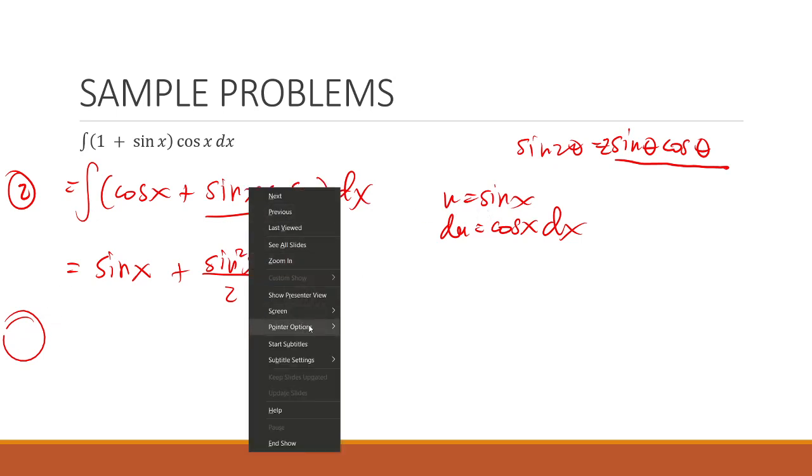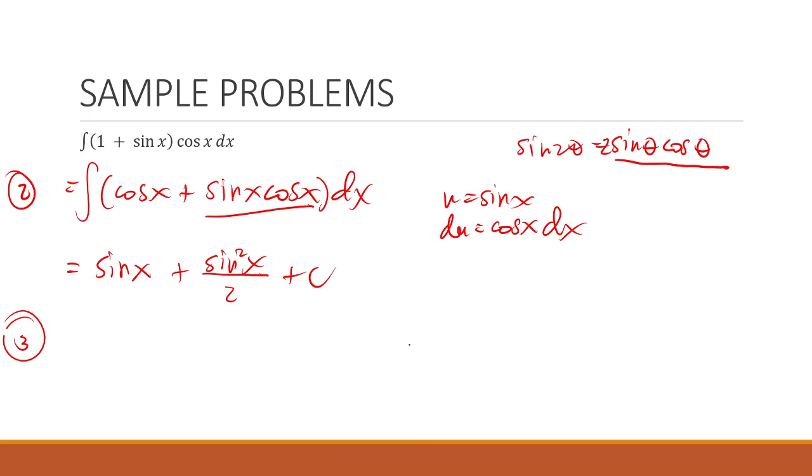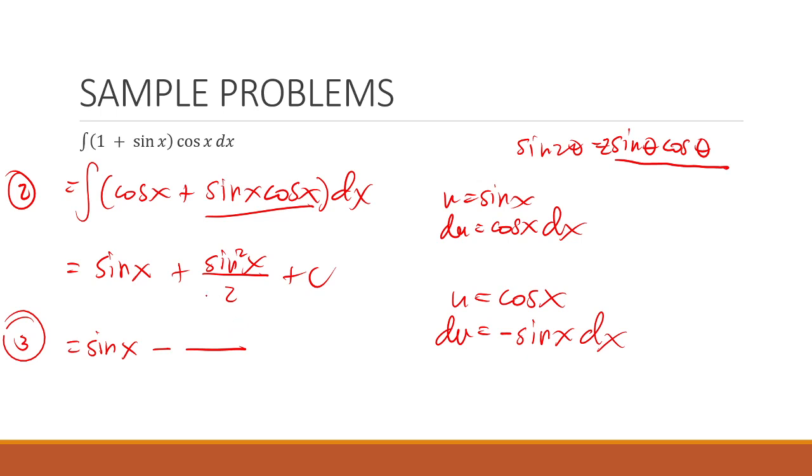Third, let's try u sub pa din, pero instead of sine, gamitin natin yung cosine. Cosine x, du is what? Negative sine x dx. Okay? So mag-negative ito siya dapat para ma-neutralize ang negative. Therefore, ang cosine x sin x pa din ang integral, pero mag-negative ito siya dapat. So negative cosine squared x over 2 plus c.